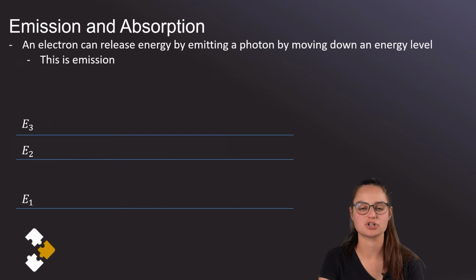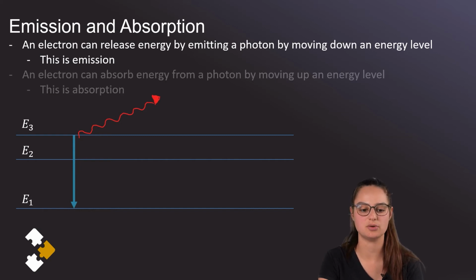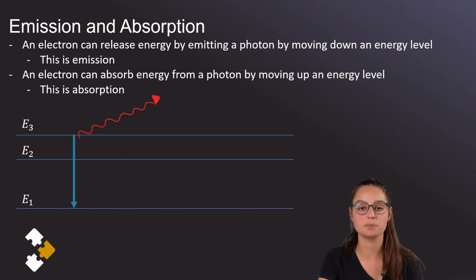If we're looking at emission versus absorption, an electron can release energy by emitting a photon by moving down in energy level. This is what we refer to as emission. So you can see here, we have an electron and it's releasing energy by moving down in energy level. So it moves from E3 to E1. Now, absorption is the opposite. The electron can absorb energy from a photon by moving up in energy level. You can see here we have it moving from energy level 1 to energy level 3.